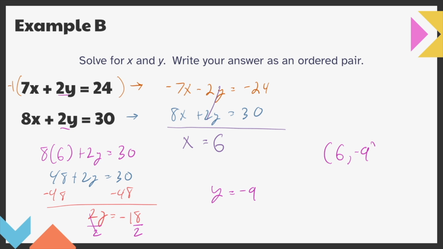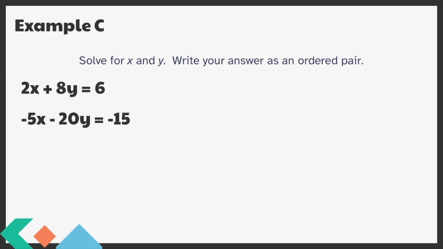Now let's take a look at the last example. So here we are at example C, and good news, everything is set up for us, ax plus by equals c for both of our equations. Bad news, we don't have anything that can cancel out and nothing that we can easily multiply by -1, so we're going to end up having to multiply both equations. So we're going to solve for x and y and write our answer as an ordered pair.